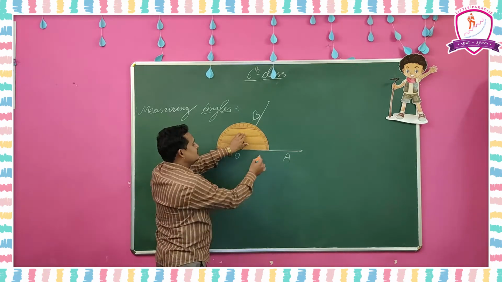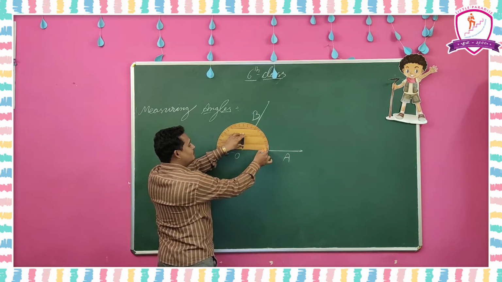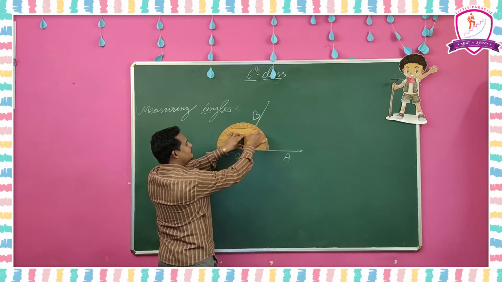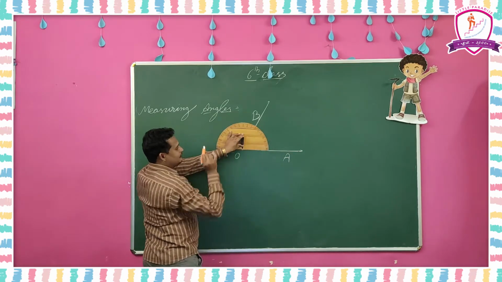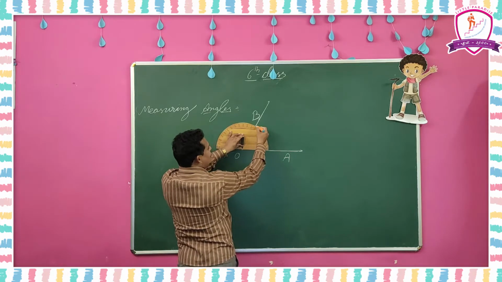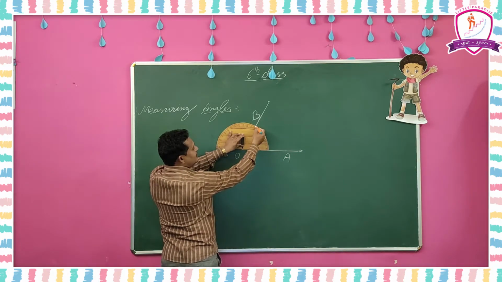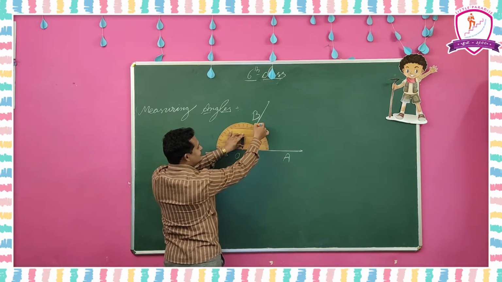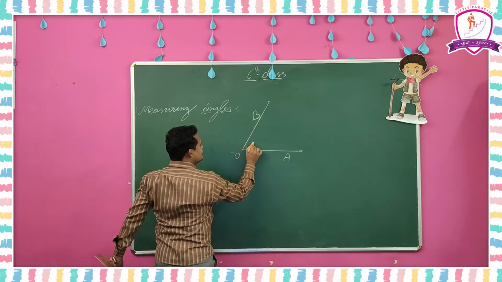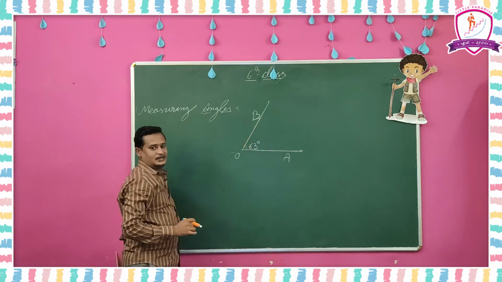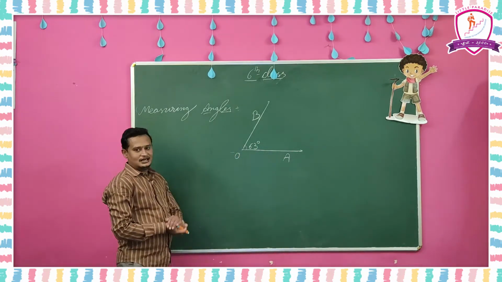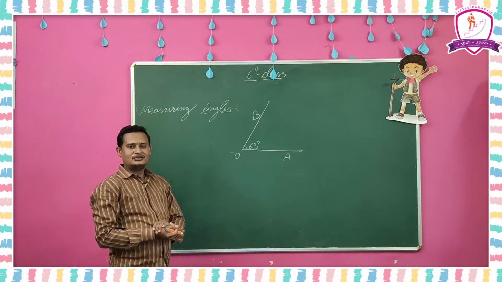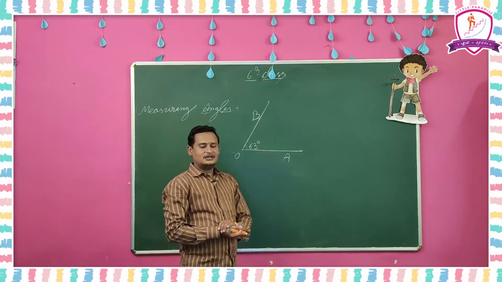Okay, here 0 it is. From 0 you have to go 0, 10, 20, 30, 40, 50, 60. At 60 it will stop at the 60 point. Small lines will be there: 61, 62, 63. At 63, here it is 63 degrees. Like that you can write the measure of the angle. So this is the procedure you have to follow to find the measure of an angle.